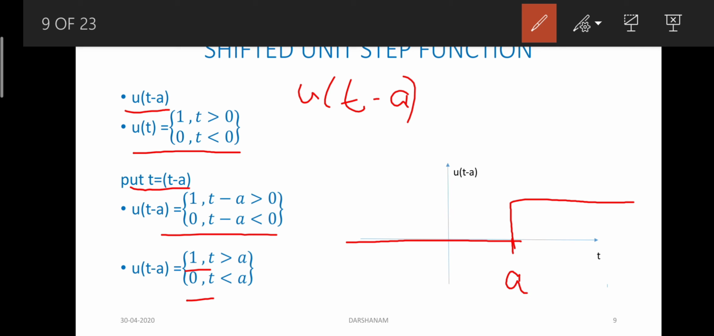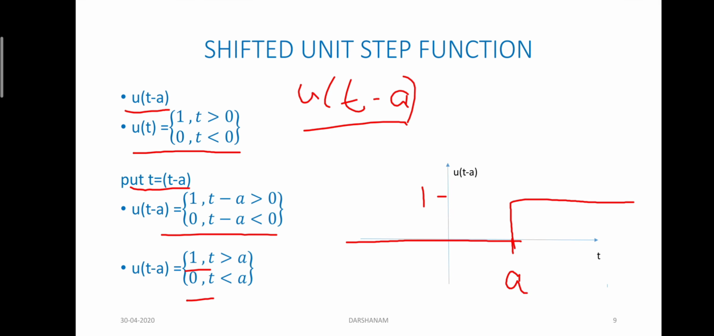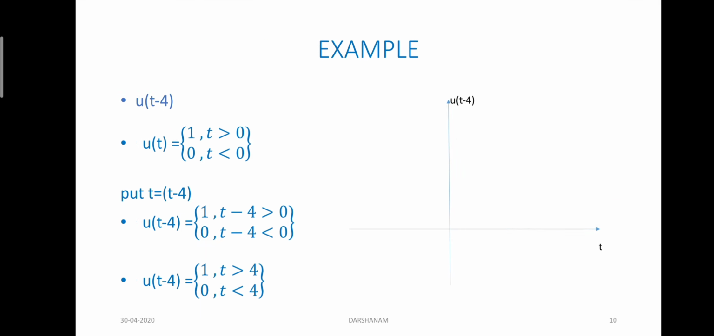Here the amplitude is the same, 1. Hence it is called the shifted unit step function. The amplitude is 1 but the signal is shifted by a units. And here we know that for u of t minus a, the unit step function will be shifted to the right hand side by a units. Let's see one example for this.